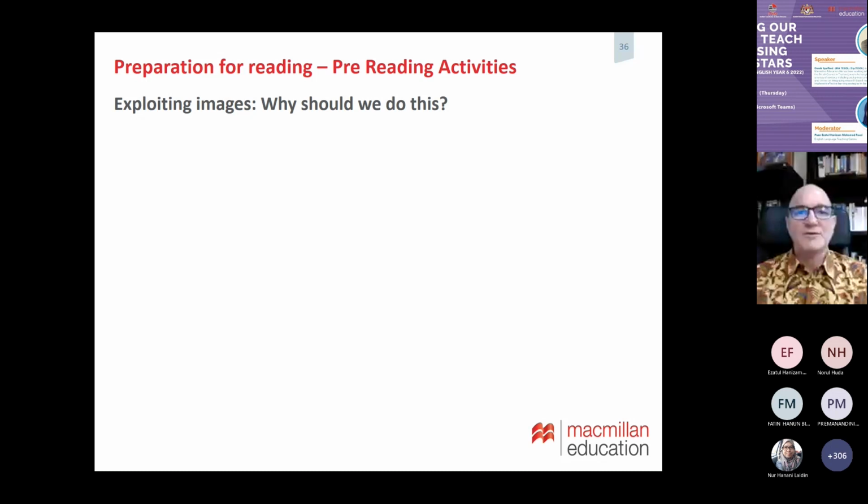And why should we do this? So why do you think we should exploit images? Have a little go in the chat box and give some ideas about why you think images are important, and why we should exploit them with our students, why we should go a bit deeper in terms of the images. Why are they useful?